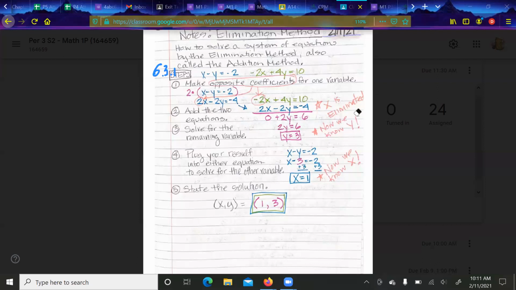So here's a little note with little pretty stars in a different color. x is eliminated. Now we know y. So since we eliminated the x, we could find the y. We found y equals 3. We're half finished. Now we have to find x, right? So step 3 says solve for the remaining variable, which is x. Since we solved for y, now we need to solve for x. And give me a second to write that down.